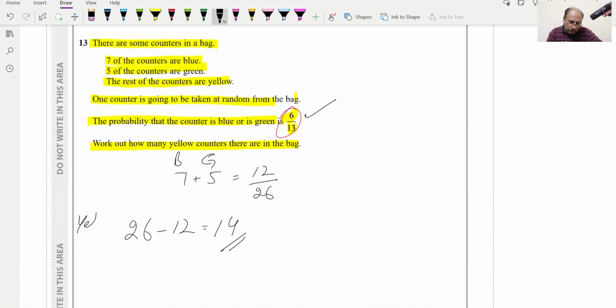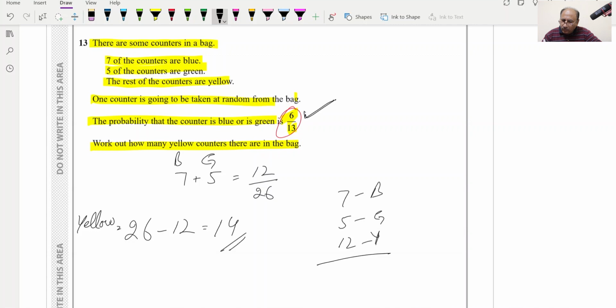So yellow will be equal to 14. And if we check, they're saying the probability is 6 by 13, and 5 of the counters are green. Now if we check the total, 7 counters are blue, 5 counters are green, and we have checked that the yellow counters are 14.